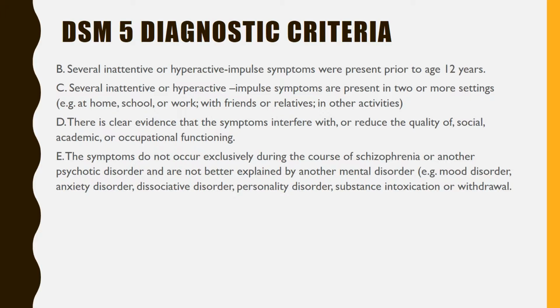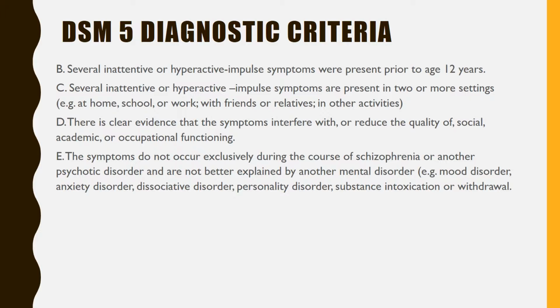So in terms of the diagnostic criteria, you also need to make sure that several inattentive or hyperactive-impulsive symptoms were present prior to the age of 12 years old. Several inattentive or hyperactive-impulsive symptoms are present in 2 or more settings. So if somebody is going to be diagnosed with ADHD, it's going to happen across settings. It's not just going to be you have ADHD in school, but you're fine at home, or vice versa. And there's clear evidence that the symptoms interfere with or reduce the quality of social, academic, and occupational functioning.